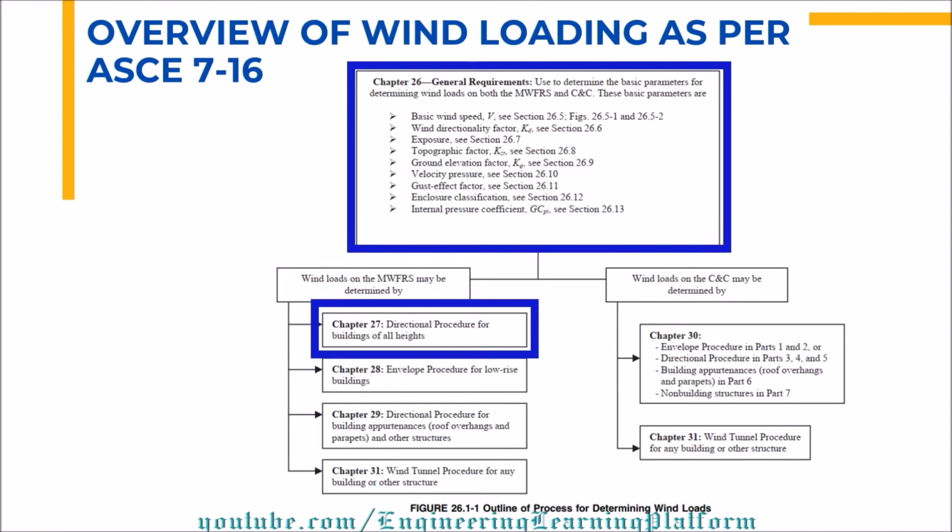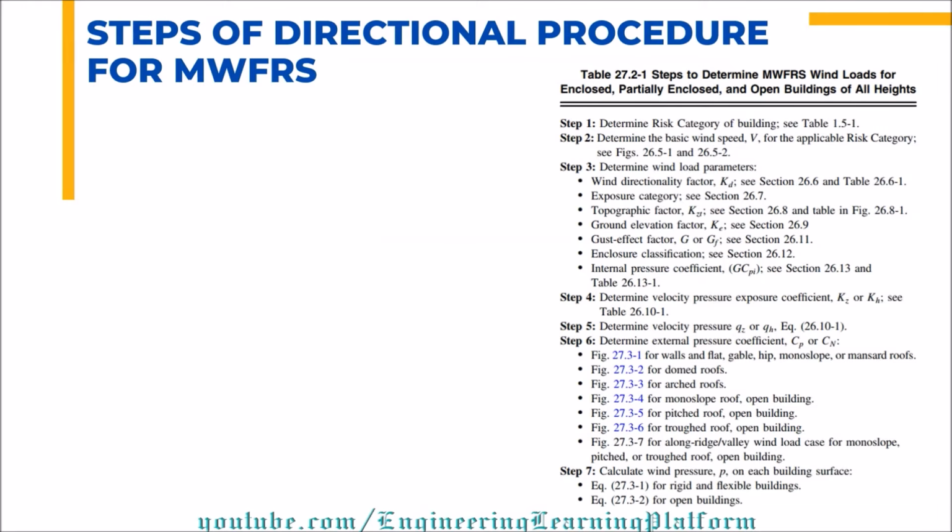So the very first thing that I will do is give you the overview of chapter 27, that's the directional procedure overview, what the steps are, and then I'll explain those steps, and then we will be moving towards calculating the wind pressure for our portal frame. So let's start with the steps for the directional procedure. These are the steps that you can see on your screen that we follow for calculating the wind pressure.